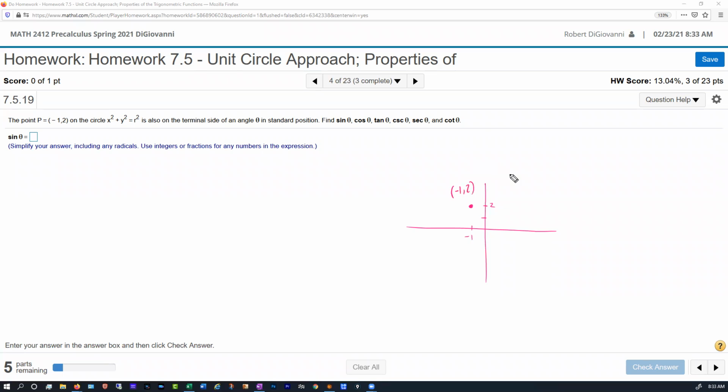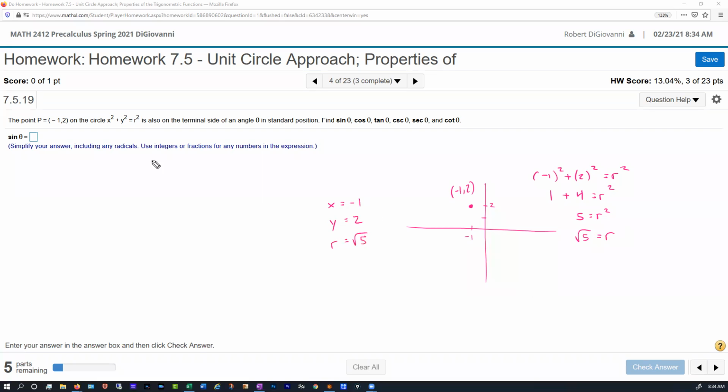We need to find the radius. So I'm going to go -1 squared plus 2 squared equals r squared. So -1 squared is 1 plus 2 squared is 4. So r squared is 5. Take the square root, positive and negative, but because it's the radius, we always take the positive. So we have r is √5. So we have x is -1, y is 2, and r is √5.